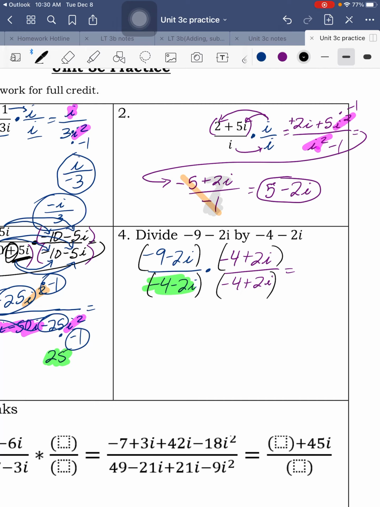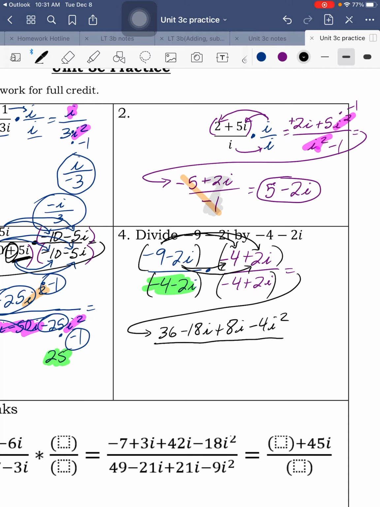When you have a binomial times a binomial, you got to multiply every term by every term. So let's start that out. And I'm gonna write this down below because it's gonna get a little longer, but we can do it. -9 times -4 is positive 36. -9 times 2i, so that's -18i. -2i times -4 is a positive 8i. -2i times positive 2i is a -4i squared. 4 terms in our numerator. When you have binomial times binomial, there should be 4 terms. 2 times 2 is 4.